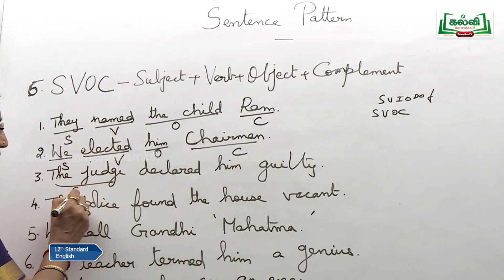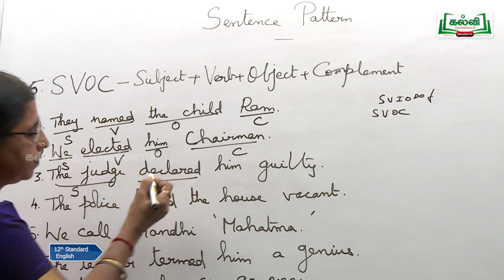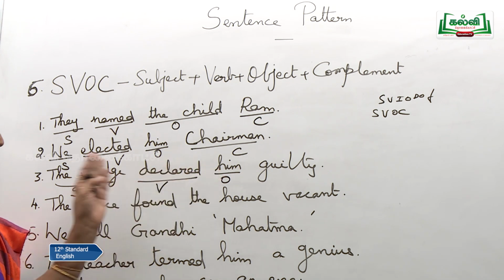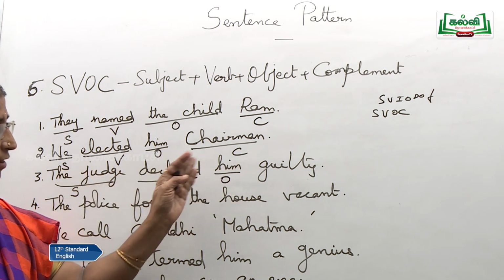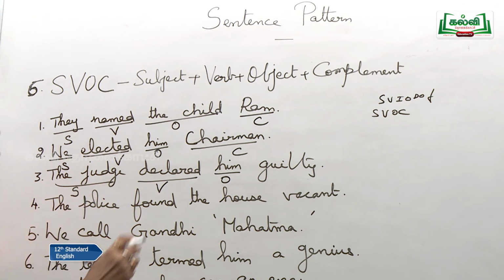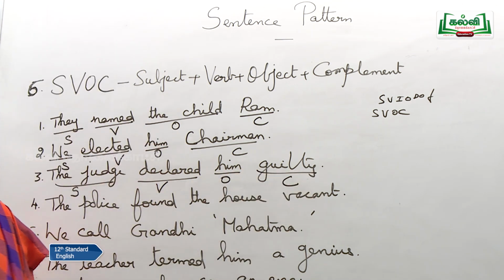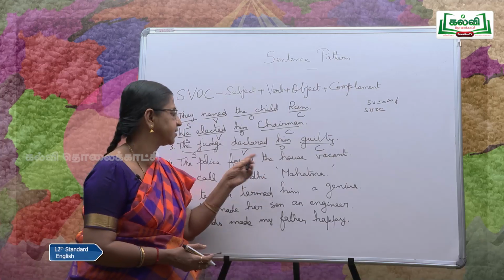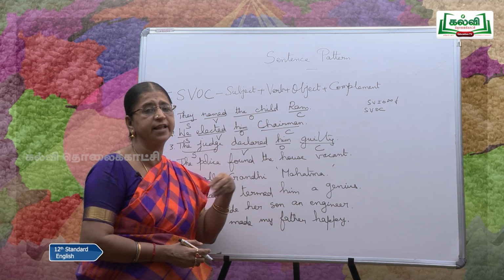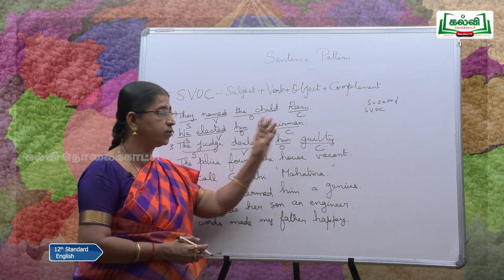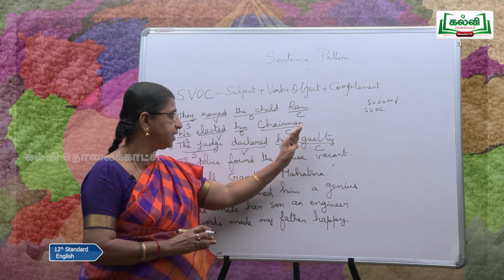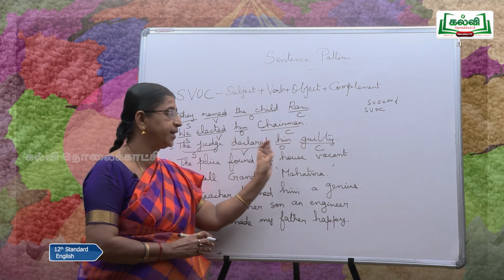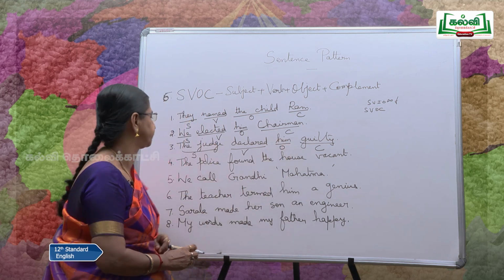Next sentence, the judge, subject, declared, verb. Declared whom? Him. So the judge declared him. He was declared. Now, what did the judge conclude about him? The judge declared him guilty, as a guilty person, as the person responsible for the crime or the guilt. Therefore, this completes the meaning that I wish to tell you. We do not know whether he was acquitted or whether he was found guilty, and therefore this part is essential. This becomes the complement which completes the meaning of this sentence.